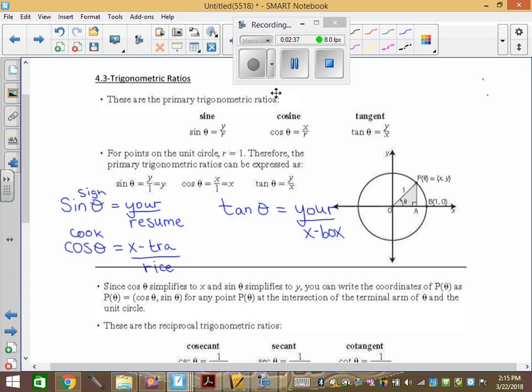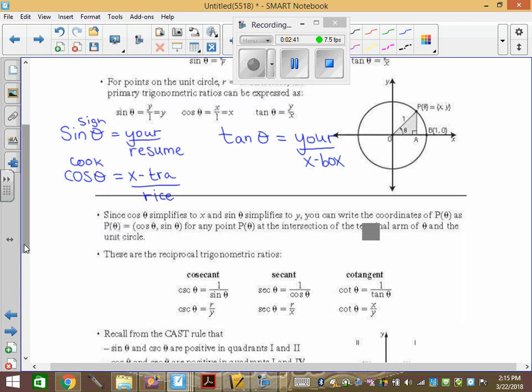Okay, so then we have the reciprocal trig ratios that are besties with those. Remember? So we have cosecant, and on the formula sheet it says 1 over sine. So cosecant and sine are besties, correct? Cosecant is just the reciprocal to sine. So if you remember sine your resume, cook extra rice, tan your Xbox, the reciprocal trig ratios of those are just the flip. So you don't need to have acronyms for those ones as well. You just need to take the original acronyms and flip them.